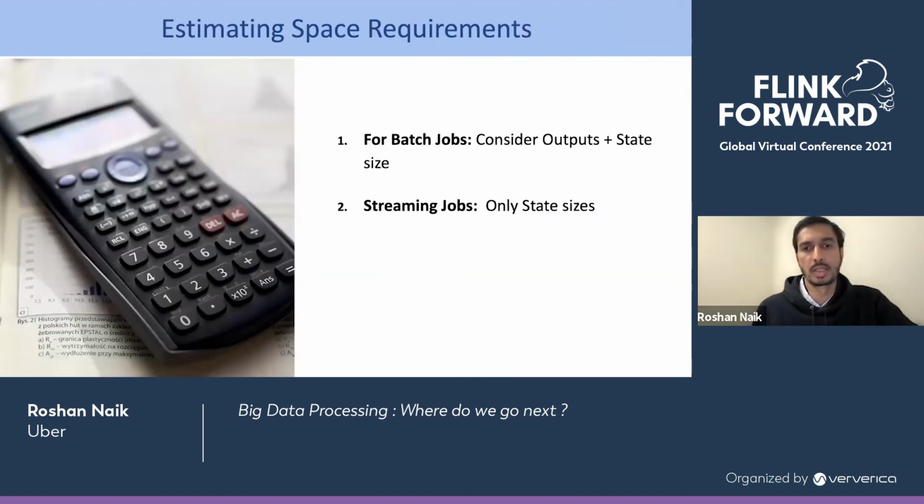So the summary is that when you estimate space, you need to accommodate for the output size plus the state size in batch jobs. In streaming jobs, it's just the state size. And by and large, you will see that streaming jobs require fewer resources, even for offline jobs. And here, I'm not even considering the periodic flushing of states and such optimizations in more advanced cases, which are normally only done by streaming engines.